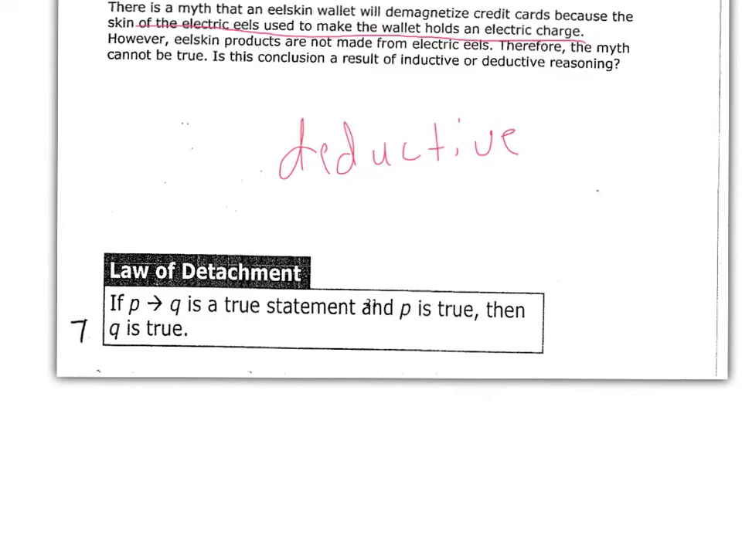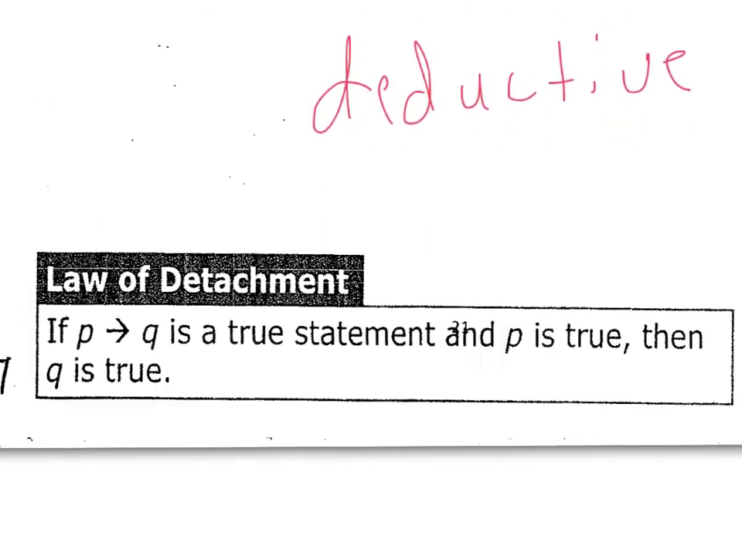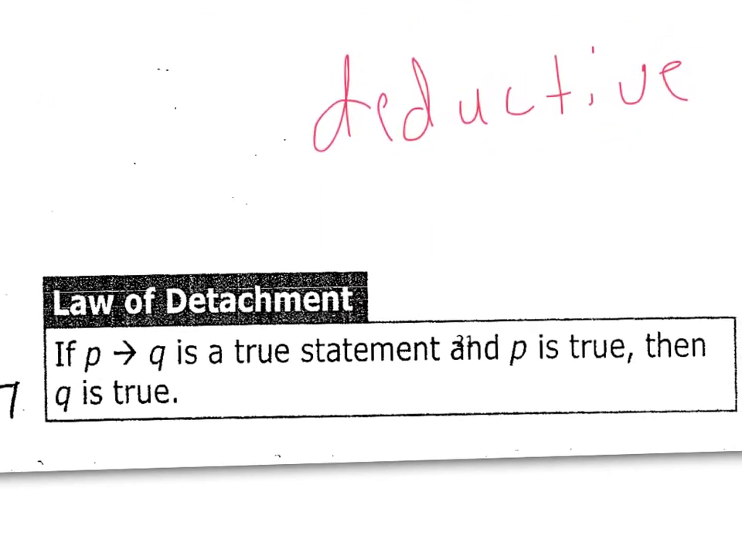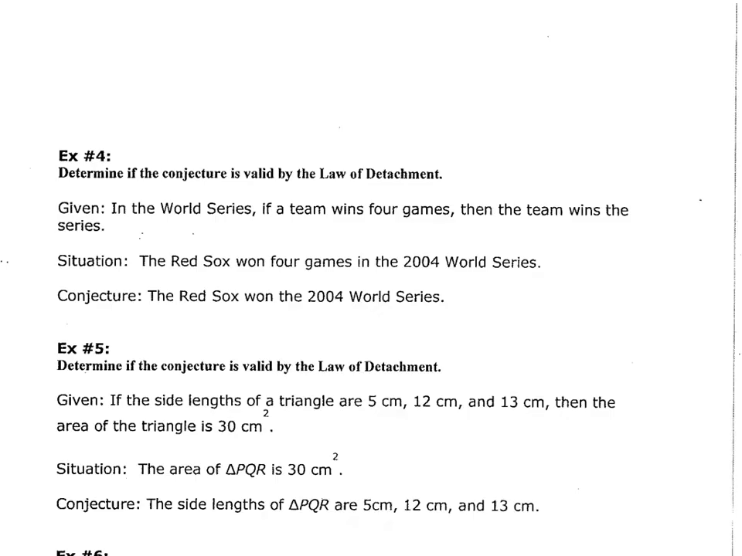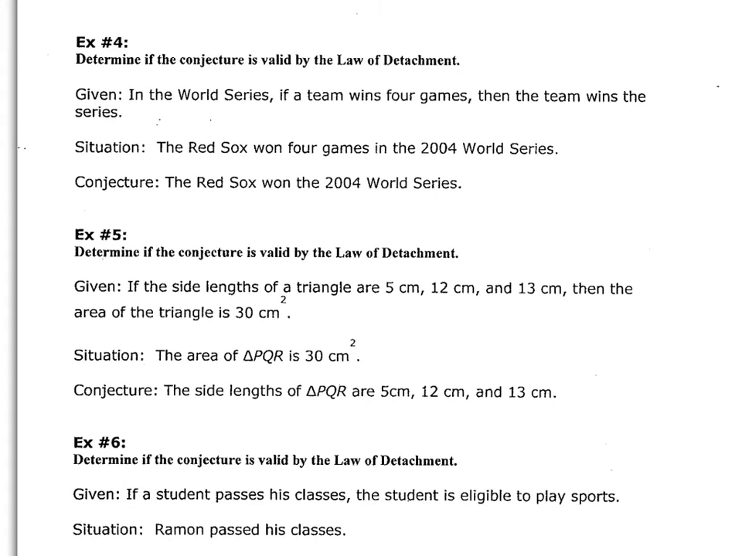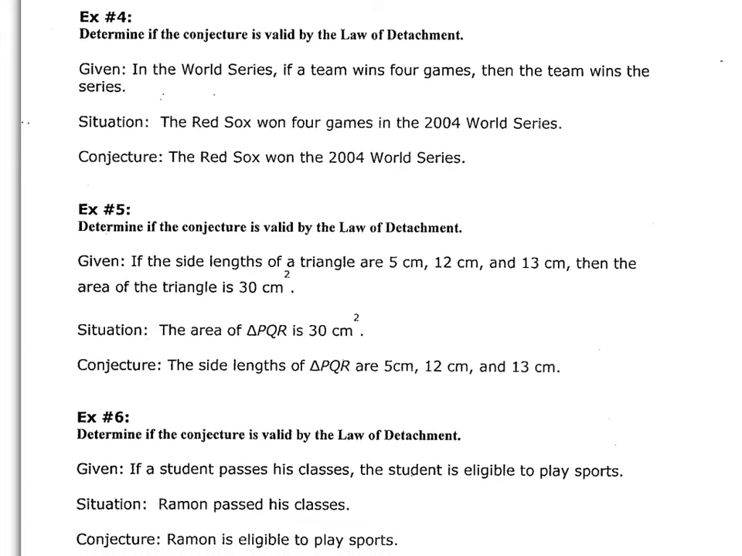Okay, the next thing we're going to talk about, very important law, is the law of detachment. And it says basically, if P then Q is a true statement, and P is true, then Q is true. Okay, so we're going to take a look at this for a few minutes on the next page. Okay, we want to determine if the conjecture is valid by using the law of detachment. Remember, the law of detachment is if P then Q is a true statement, and P is true, then Q is also true.